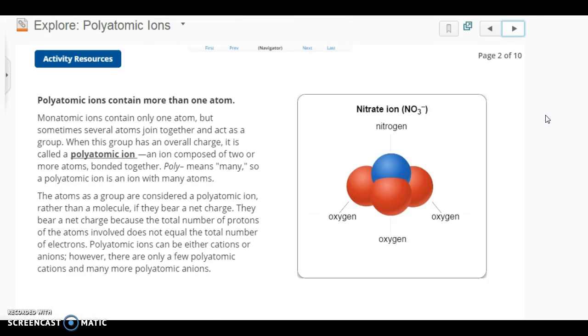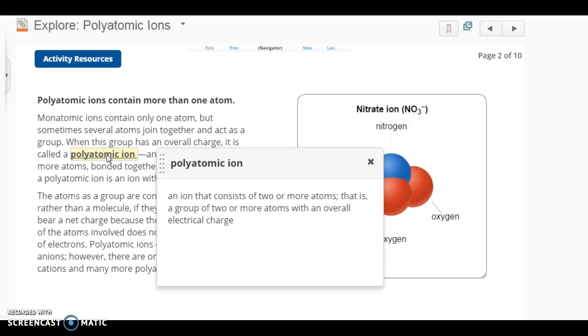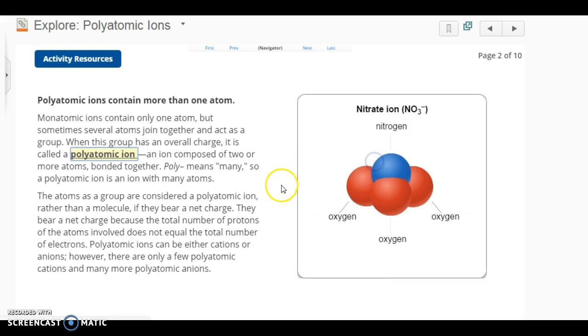Polyatomic ions contain more than one atom. Monatomic ions contain only one atom, but sometimes several atoms join together and act as a group. When this group has an overall charge, it is called a polyatomic ion. An ion composed of two or more atoms bonded together with an overall charge. So go ahead, hit pause, copy down the definition into your notes. Poly means many, so polyatomic ion is an ion with many atoms.